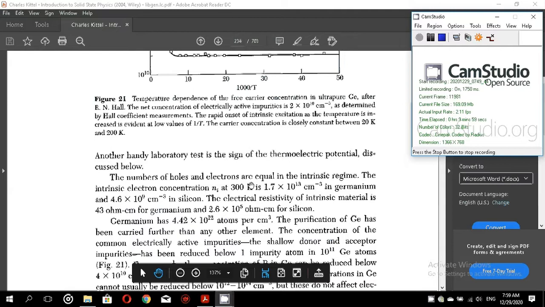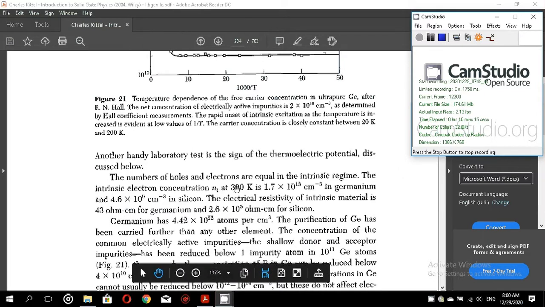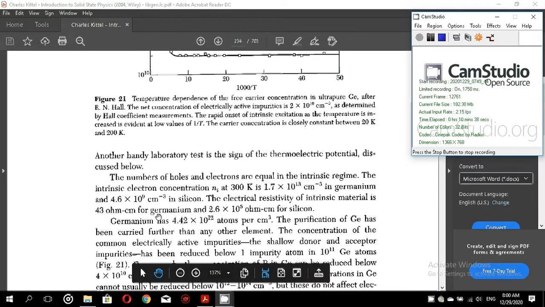The number of holes and electrons are equal in the intrinsic regime, as we read before, but now by adding the impurities we have unbalanced this. The intrinsic electron concentration at 300 degrees Kelvin is about 1.7 into 10 to the power 13 per cubic centimeter in germanium and 4.6 into 10 to the power 9 per cubic centimeter in silicon. The electrical resistivity of intrinsic materials is 43 ohm centimeter for germanium and 2.6 into 10 to the power 5 ohm centimeter for silicon.